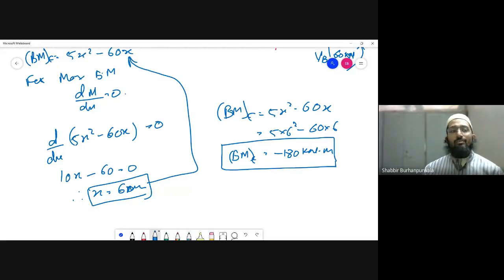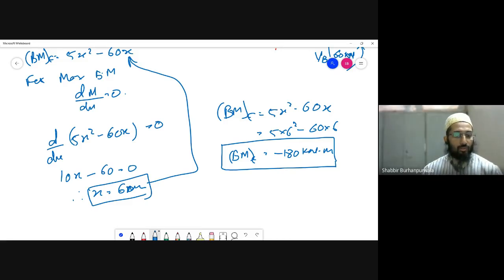Now you will say, sir, how can a minus value be maximum? Try to understand. Over here the minus is representing the sign. Like here when we got positive, that means it was sagging bending moment. So here minus 180 is hogging bending moment. So we will determine it according to hogging.